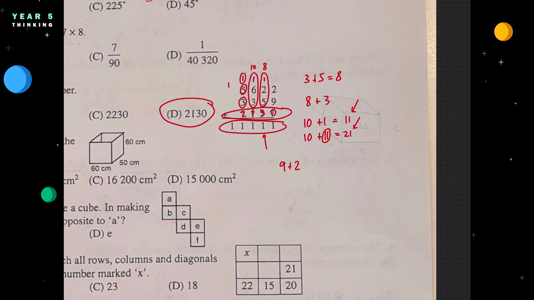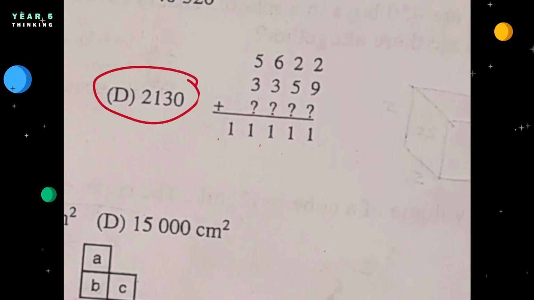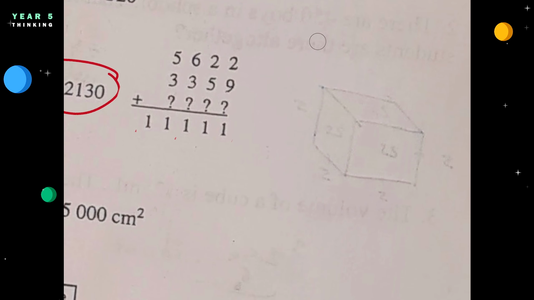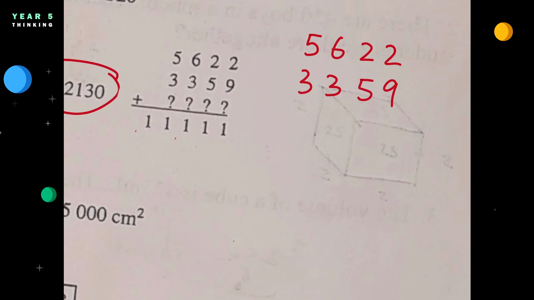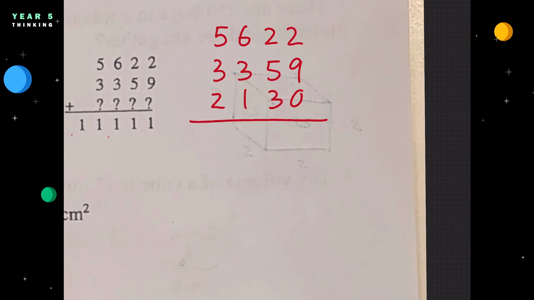Okay. If you don't believe me, I will show you real quick how they all add up. So let's have a look. Oh, by the way, if you already know how to do this, just go to the next question. You don't have to keep watching my explanation if you already know it. Okay, this is 2130. Alright, let's have a look.